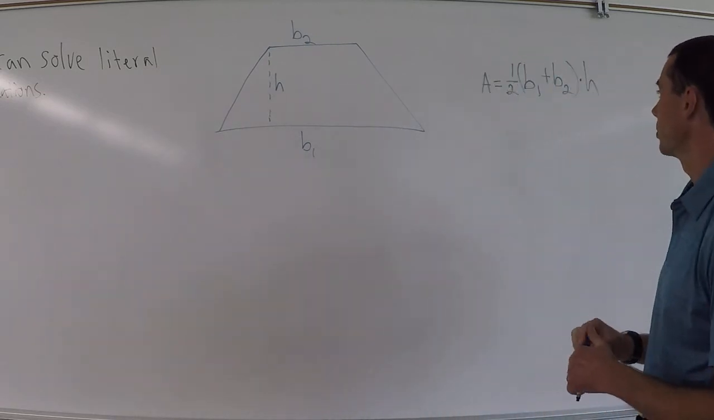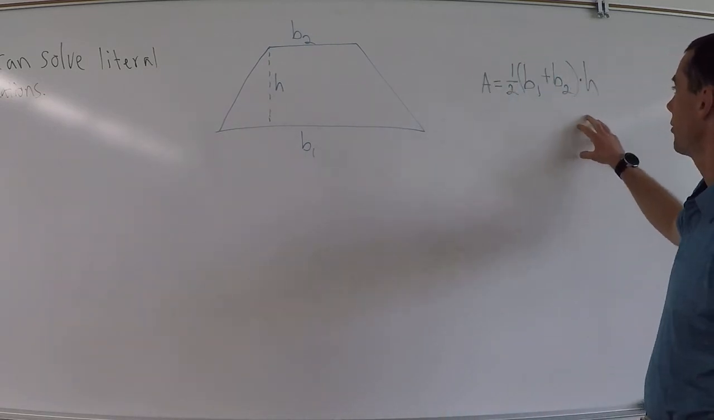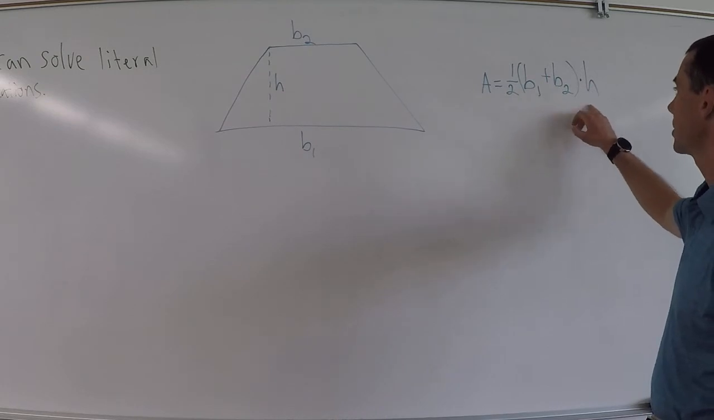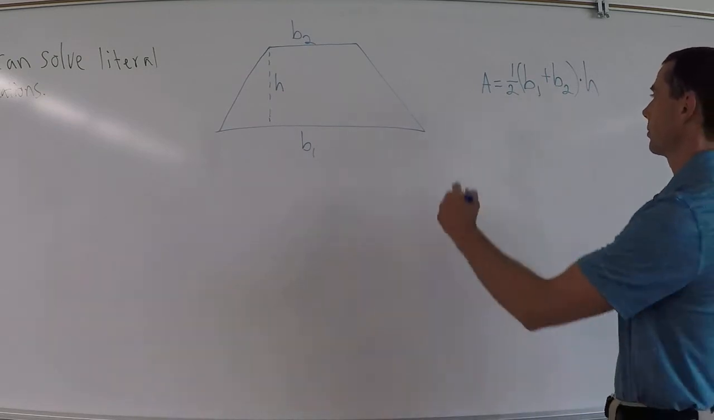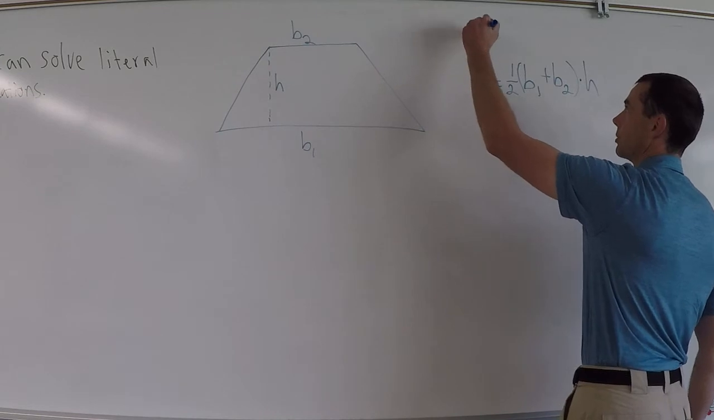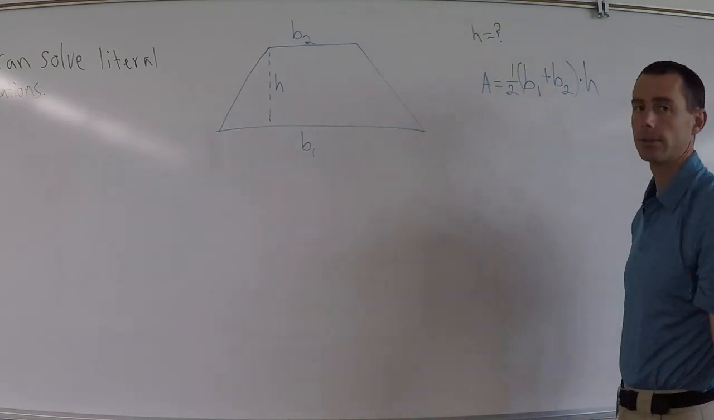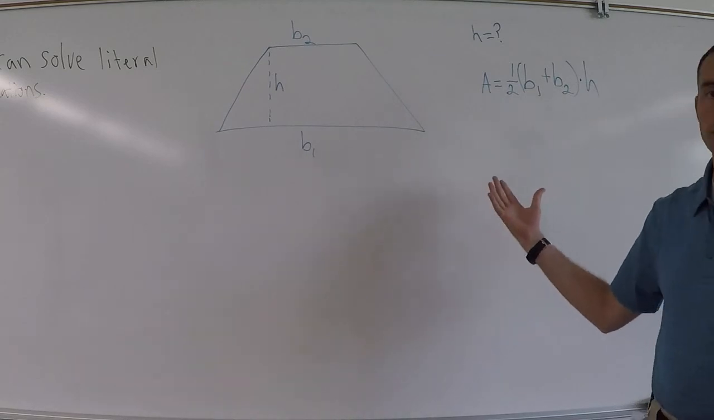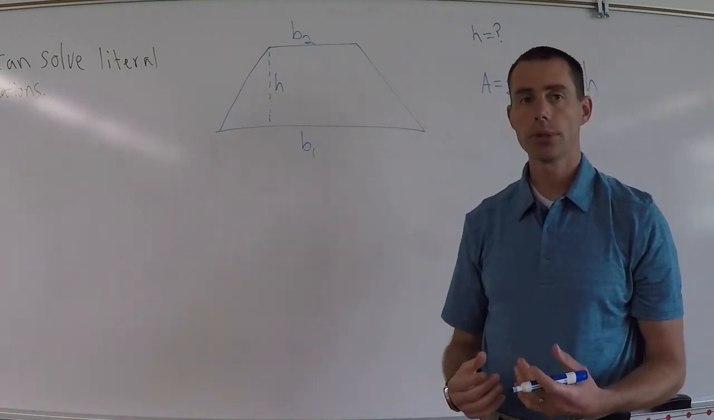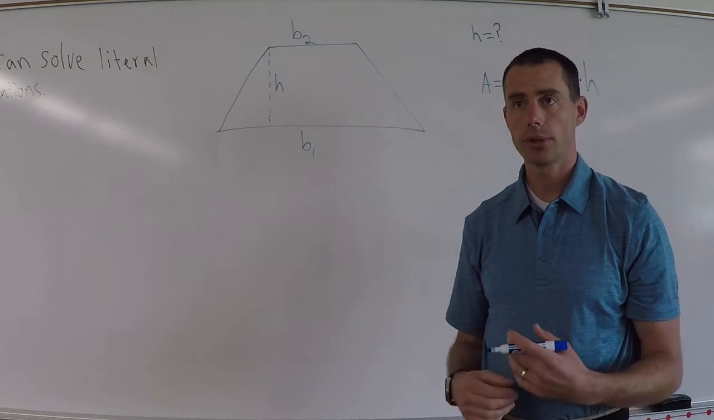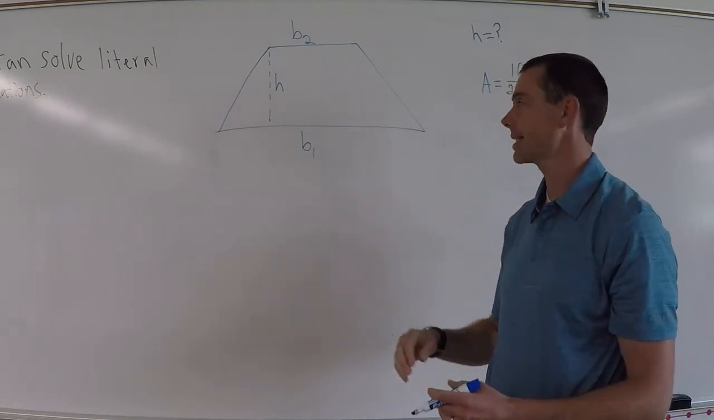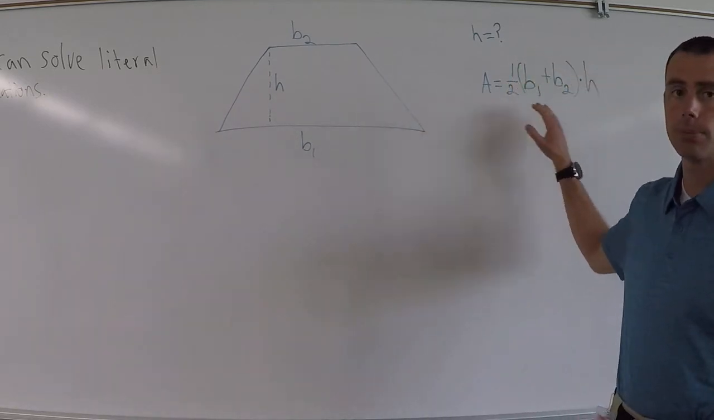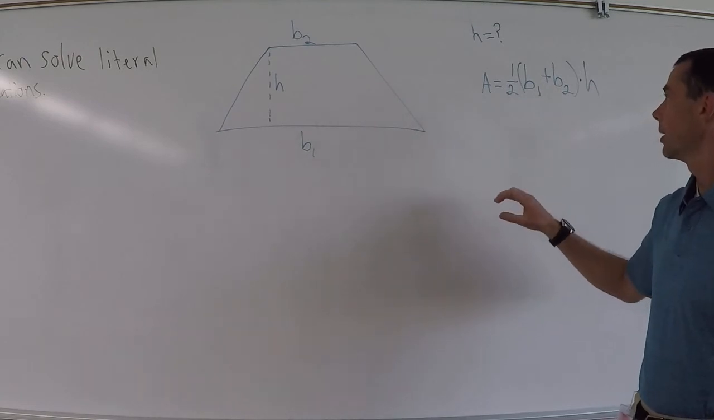Okay, so area equals 1/2 base 1 plus base 2 times height. And we want to solve, we want to know what this would be. We want to solve for height, for h. And this is just like any other equation. We use the same rules to move things around or to eliminate things. It has to stay balanced. Our scale has to be balanced on both sides.